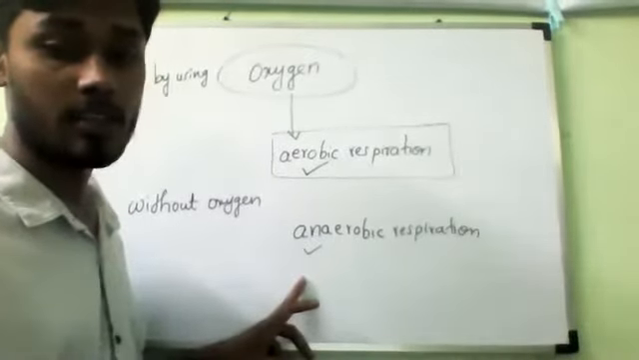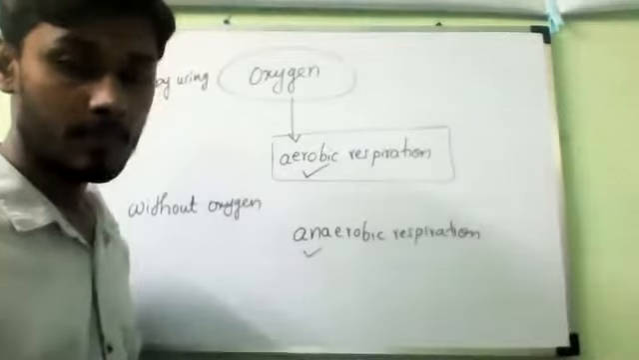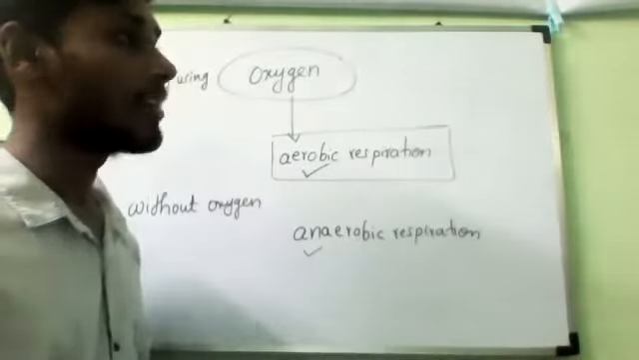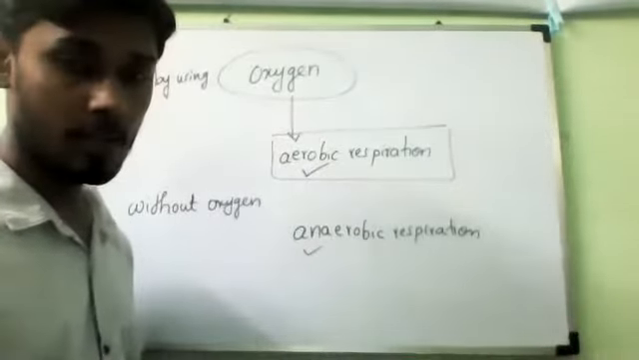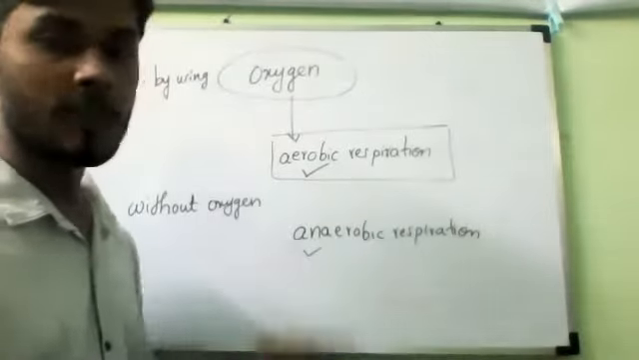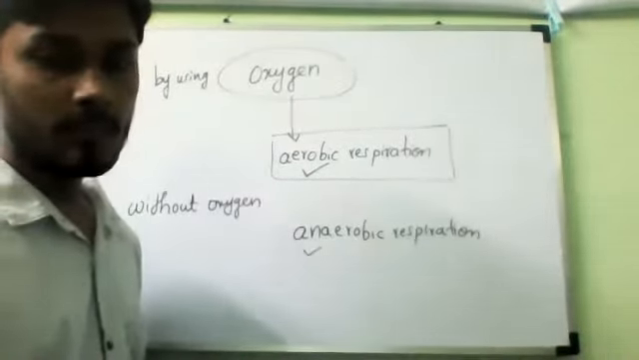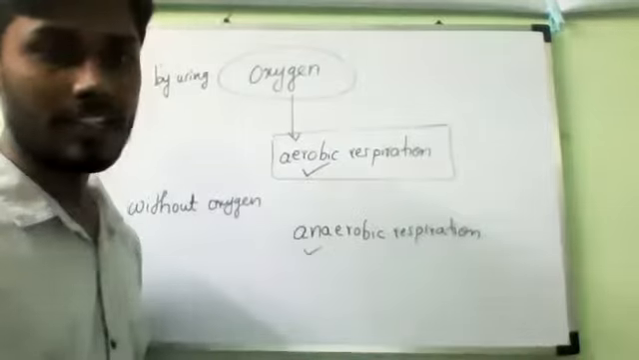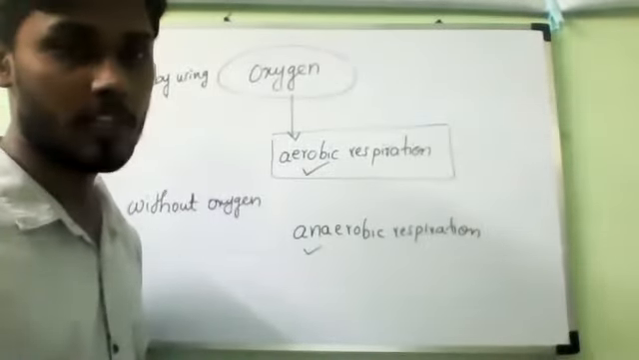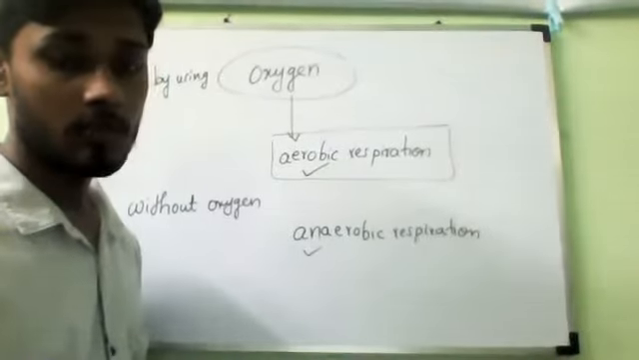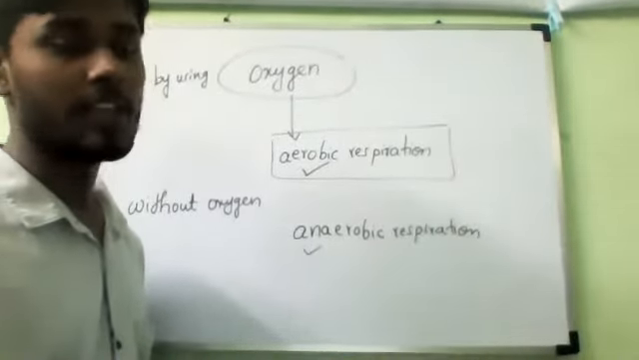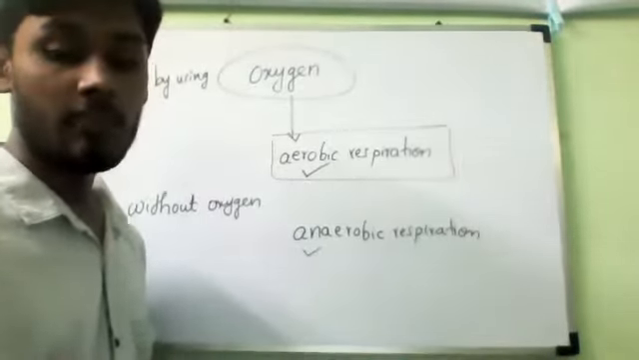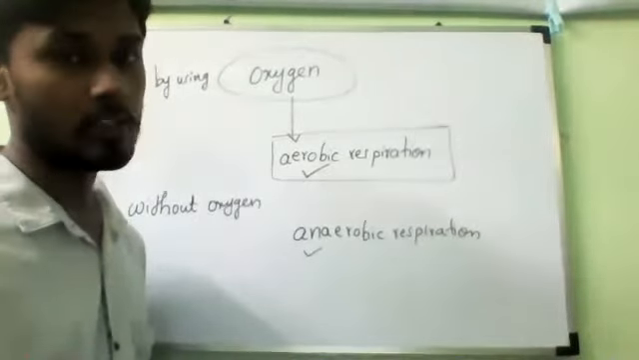Anybody wants to ask me anything? Somebody is asking whether anaerobic respiration takes place in plants. Not in plants, some organisms, I will tell you. Plants also carry out aerobic respiration only. Plants will release oxygen, but they also take oxygen for respiration. That is what you should remember. Some single-cell and multi-cell organisms will carry out respiration without oxygen. We will discuss that. Don't worry, first you listen.